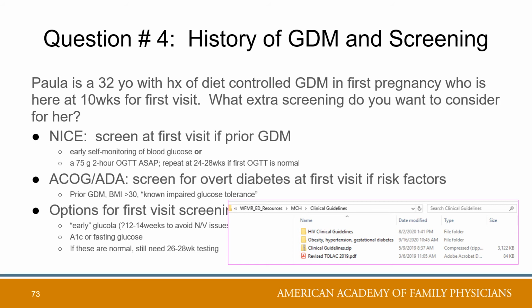For the first visit screening that we typically do at UMass, we think about early glucola testing at 12 to 14 weeks to really avoid issues earlier than that in terms of giving patients too high of a sugar load and them feeling more nauseous and vomiting early in pregnancy. You can actually do screening earlier than this with an A1C or a fasting glucose. You still, of course, want to go ahead and repeat your testing generally between 24 and 28 weeks, and that would, of course, be if the first testing was normal.